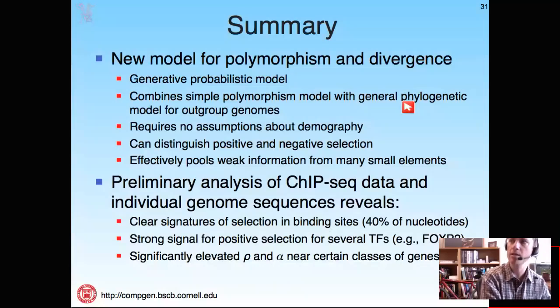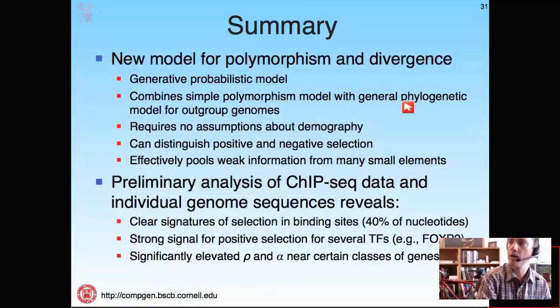As I mentioned, we can distinguish between positive and negative selection and effectively pool across many binding sites in the genome, each of which has relatively weak information. Many of these binding sites have no polymorphisms and no divergence events. But by looking across a large number, often tens of thousands of binding sites of the same type, we can statistically characterize their average levels of selection.